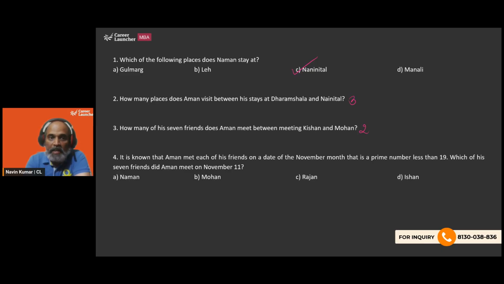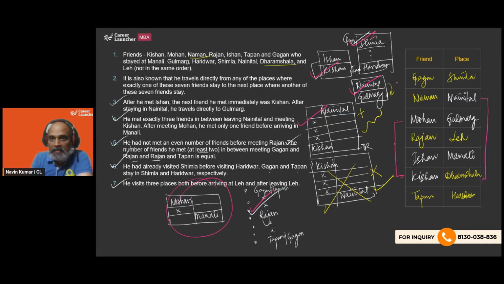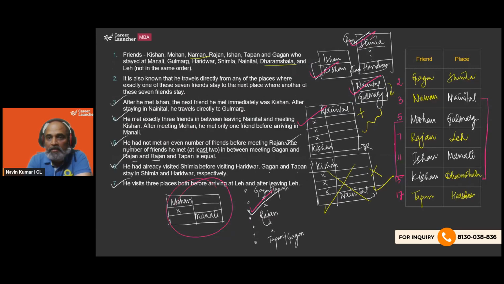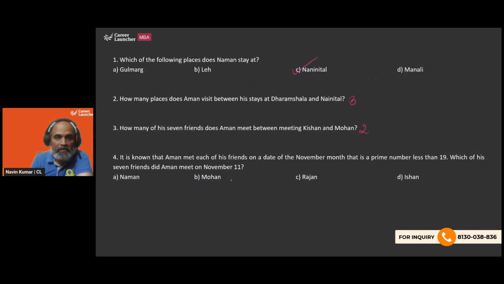Next, it is known that Aman met each of his friends on a date of the November month that is a prime number less than 19. So he meets Gagan on 2nd, 3rd, 5th, 7th, 11th, 13th, and 17th, right? Which of his 7 friends did Aman meet on November 11th? He meets Ishan at Manali. So D option becomes an answer, right?